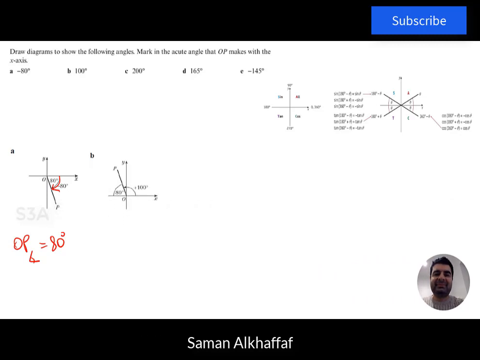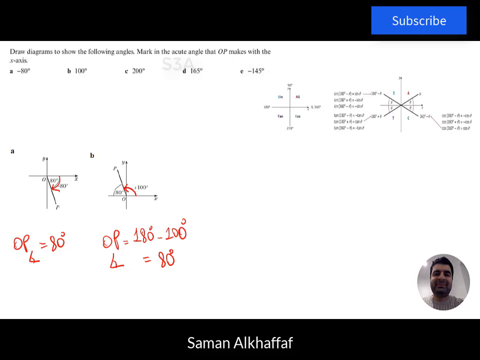Now we look at part B, which is the angle of a positive 100. So that's moving in the anti-clockwise direction, but we are asked to find the angle OP makes with the x-axis. So the OP angle will be 80 degrees, and this comes from 180 degrees take away 100 degrees, and that will give us 80 degrees, and this will be our angle.